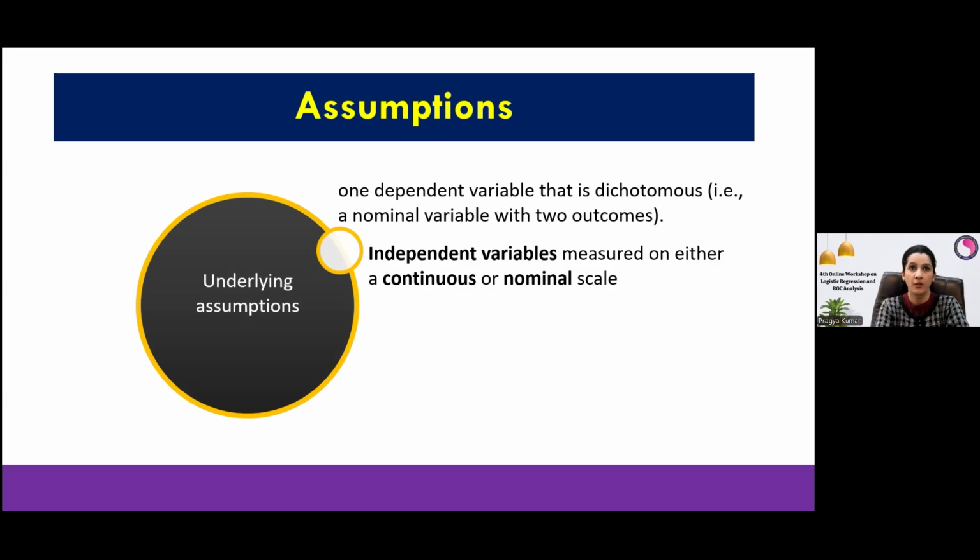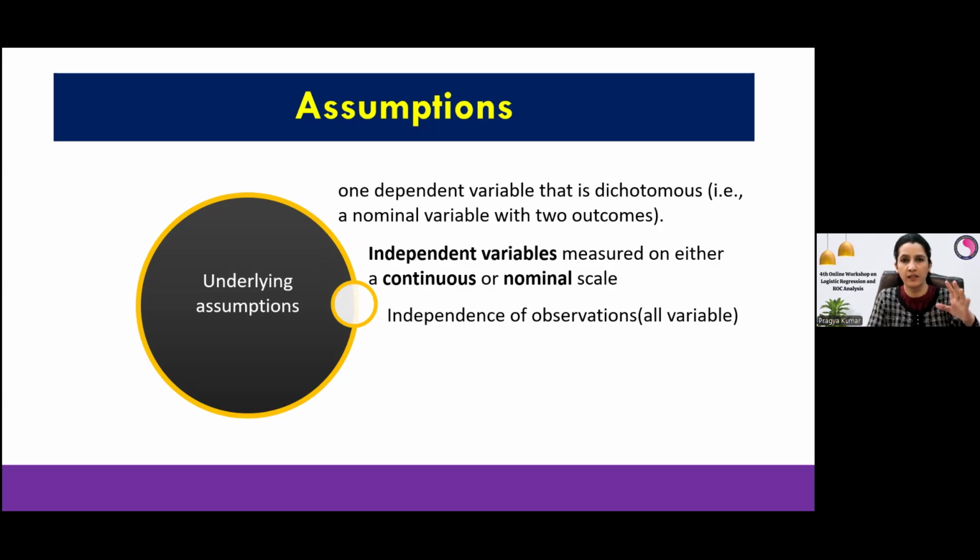or a nominal scale. It is another independent variable. It can be both continuous or categorical, and there should be independence of observation. Independence of observation means if you have counted one individual once, then you are not going to count that individual a second time. That is what we mean by independence of observation. And I think we have discussed this assumption at length in many of our other workshops.